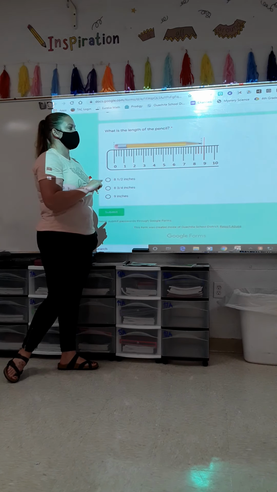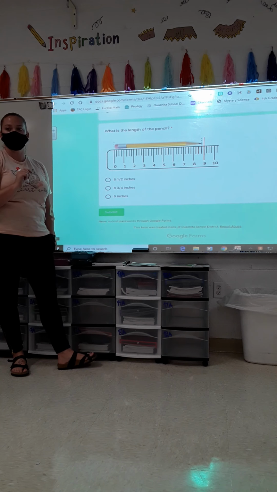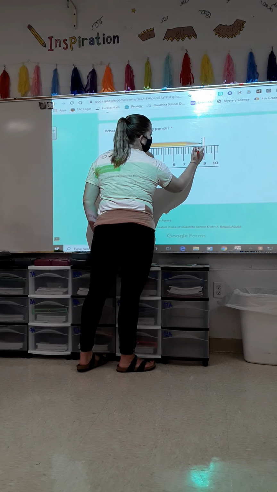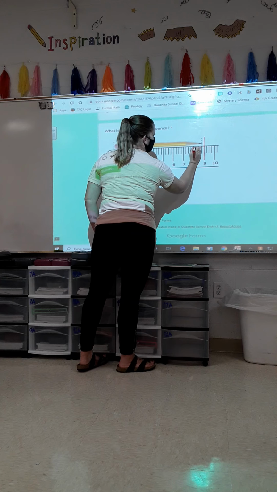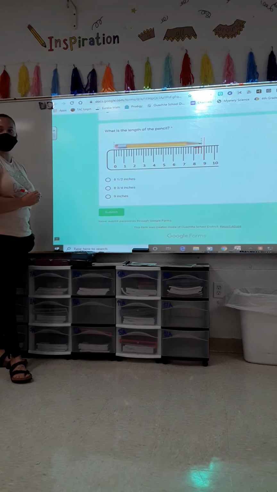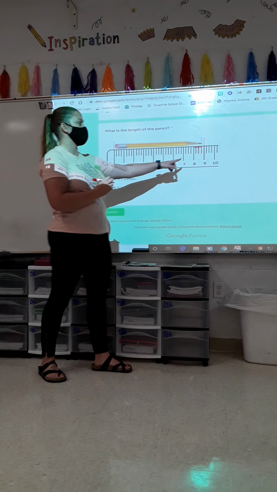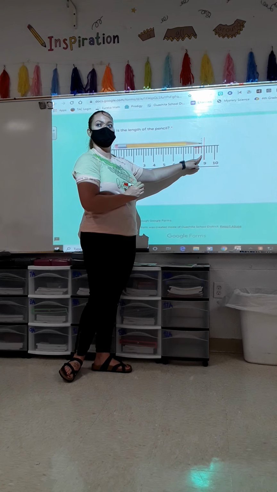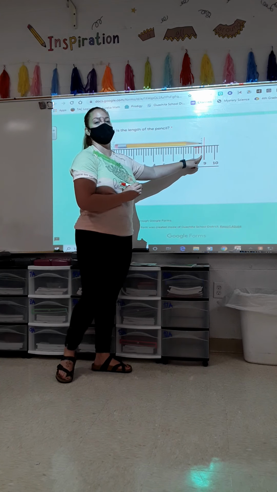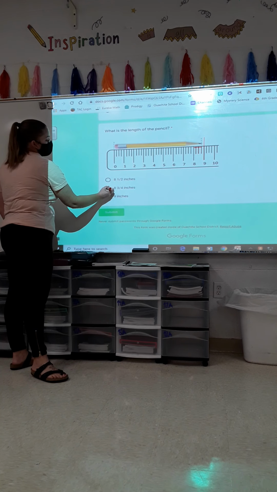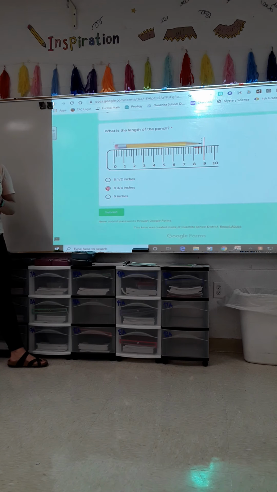How many fourths of an inch do I have, Ansley? If I'm using 1, 2, 3 of the 4 parts that I have, what would this mark right here be? 8 and 3/4. The correct answer is 8 and 3/4.